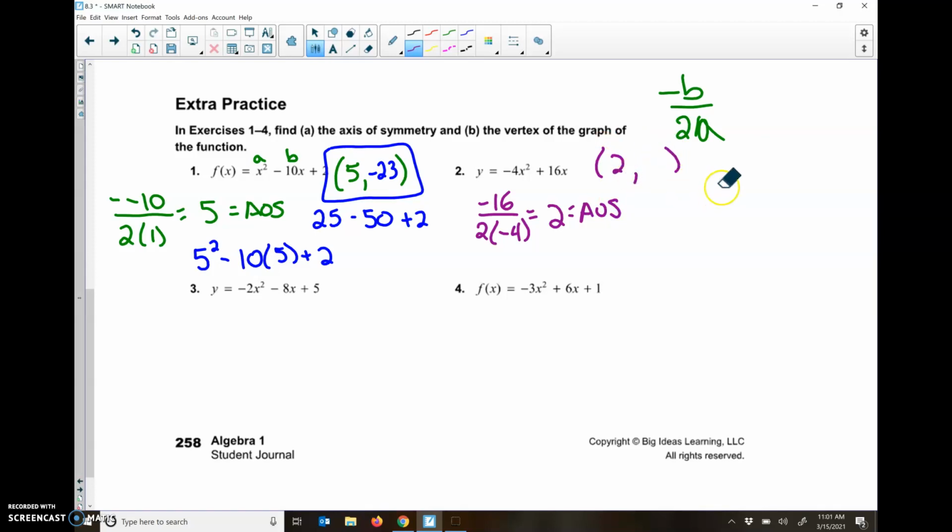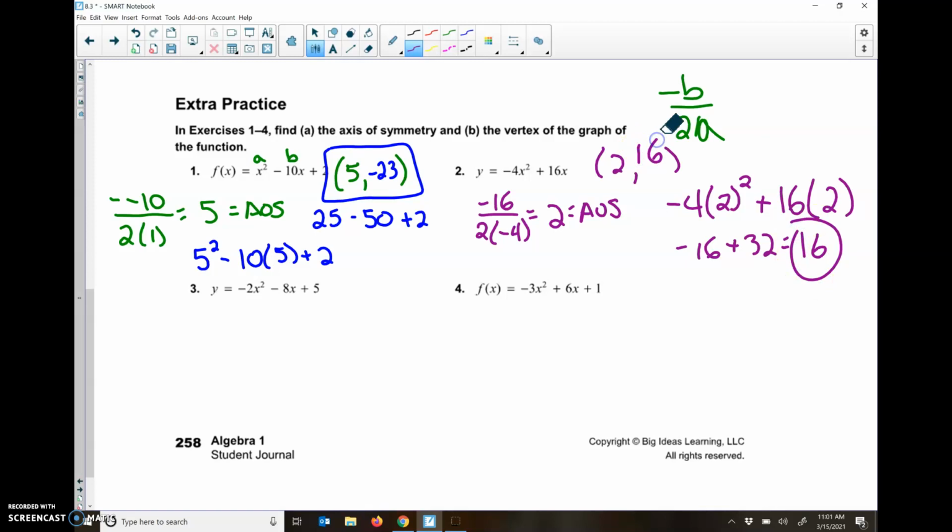And now I'm going to take that 2 and plug it in for x for my problem. So instead of -4 times x squared, I'm going to do -4 times 2 squared. Instead of plus 16x, I'm going to do plus 16 times 2. So then I have 2 squared is 4. -4 times 4 is -16. 16 times 2 is 32. And then -16 plus 32 is 16. So that means my vertex ends up being 2, 16. So if it asks us for my vertex, that's my answer.